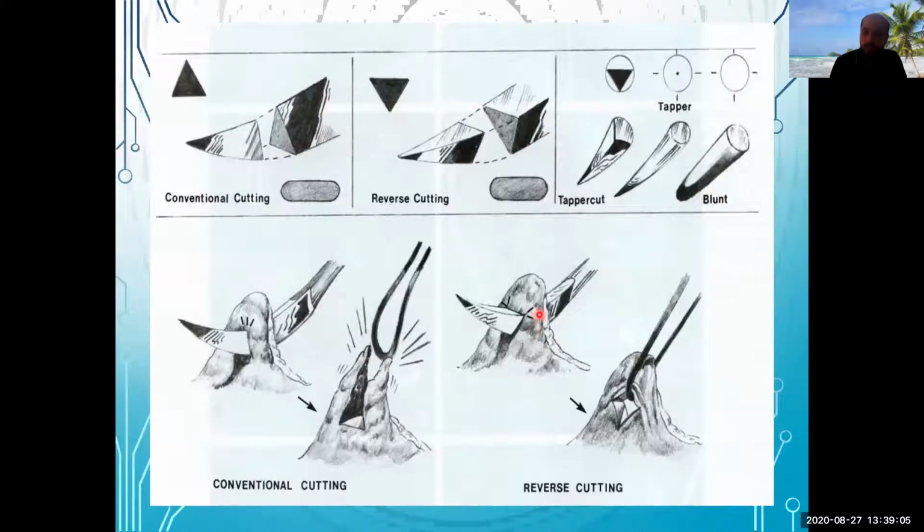What does the reverse cutting do? They are cutting the outer edge. So this part is secure. So they have that strength to hold the suture. Understood? Another one is taper cut.